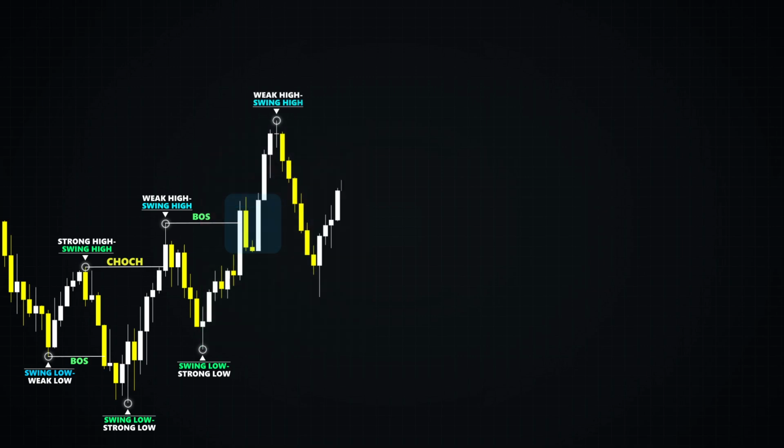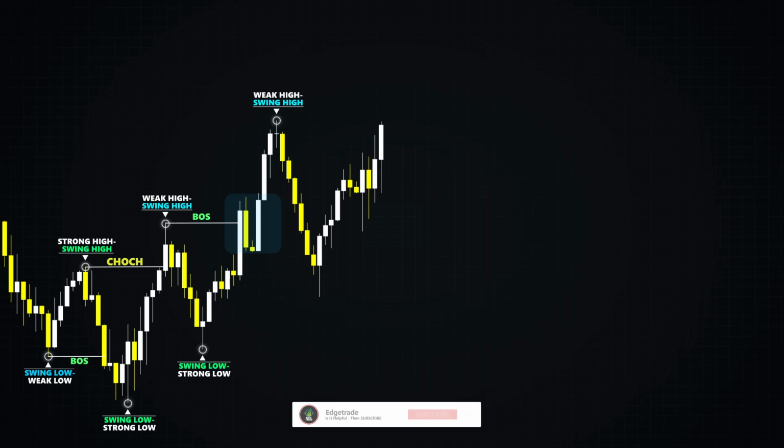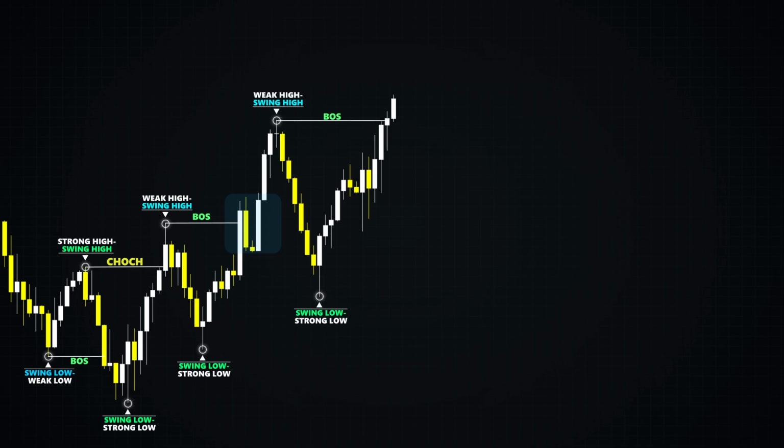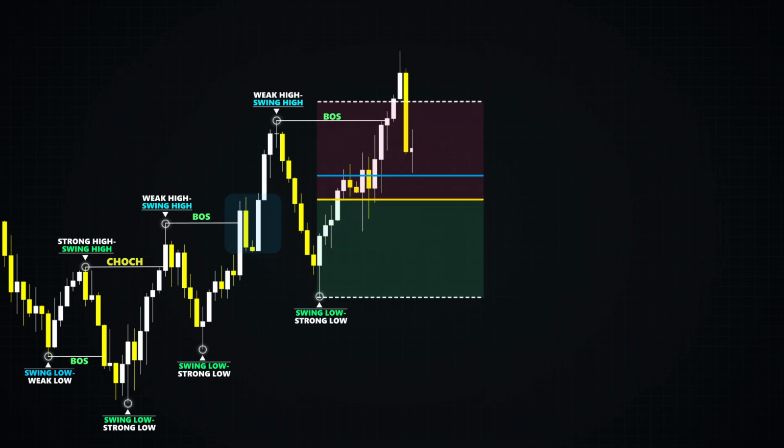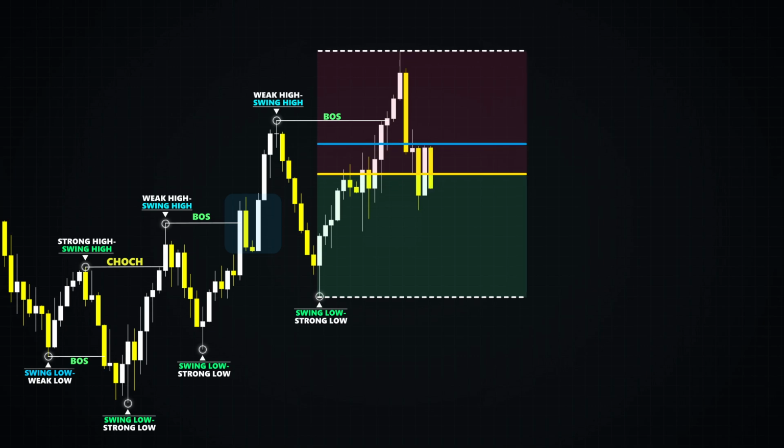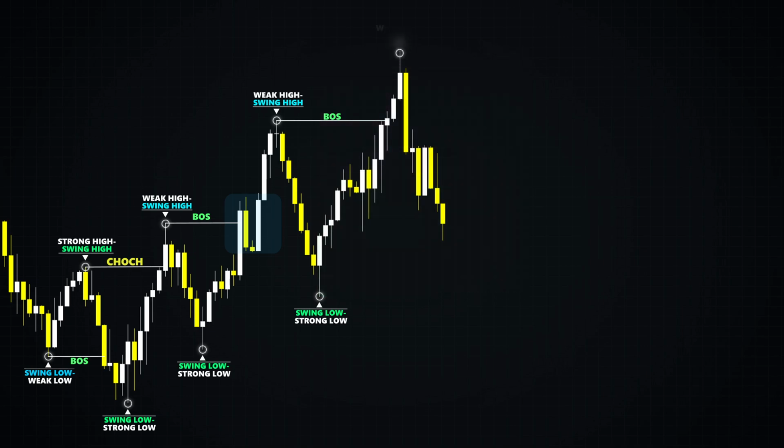We mark the weak high. Price then pushes higher and breaks that weak high, giving us another break of structure. So again, we mark the next strong low, the last low before the break. Price pulls back again. Use your Fibonacci tool from the strong low to the new high. This time, price touches both the 38.2% and 50% levels, so it's a valid pullback. We mark the weak high.